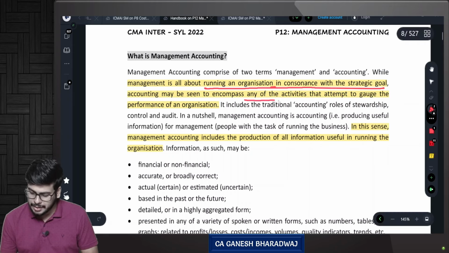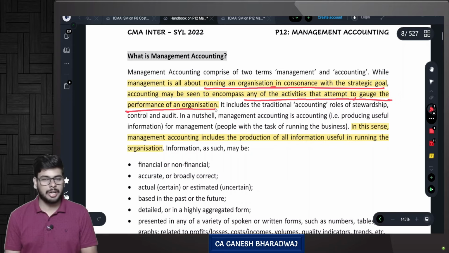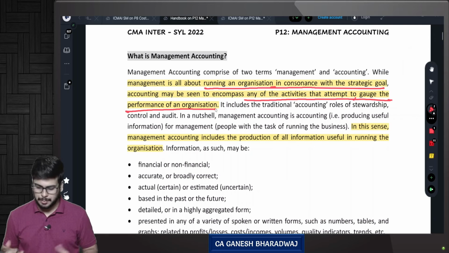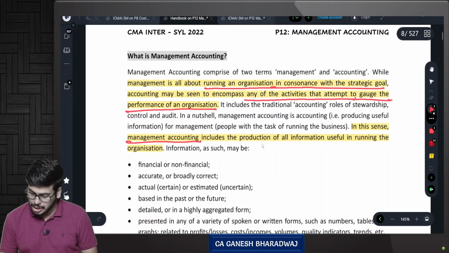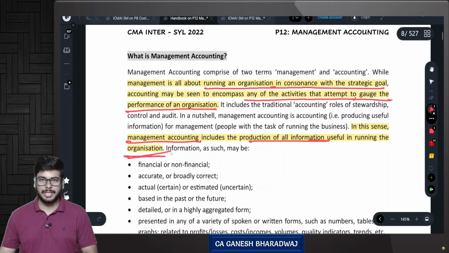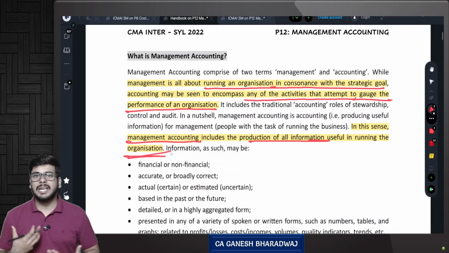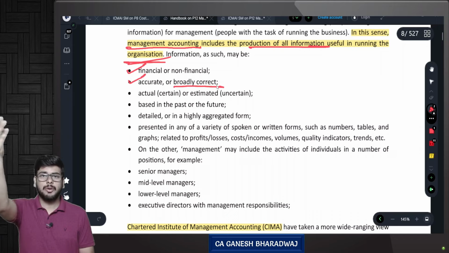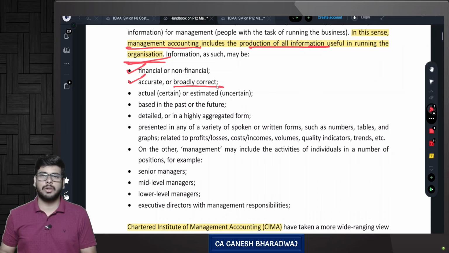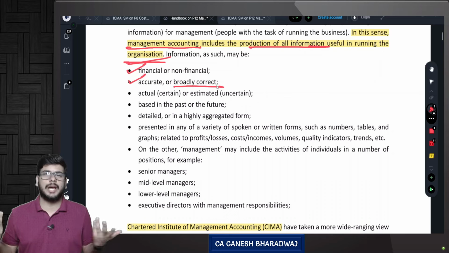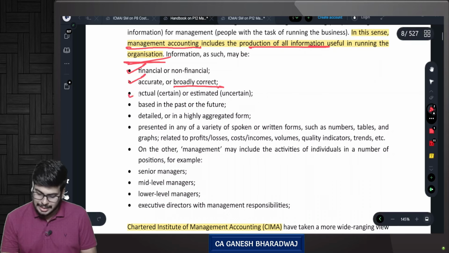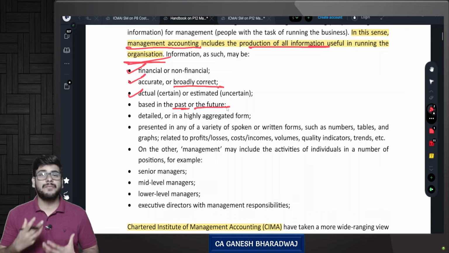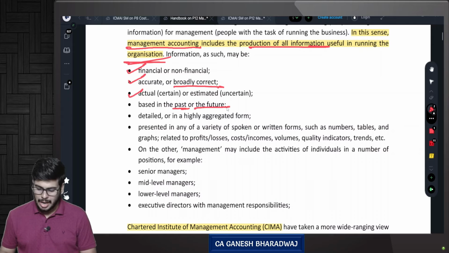Accounting may seem to encompass any of the activities that attempt to gauge the performance of the organization. So gauge means what? Validate. So how good the company is performing. Correct? In this sense, management accounting includes production of all the information useful in running the organization. So any information presented in a manner useful for taking decisions is called management accounting. The information provided can be financial or non-financial, it can be accurate or broadly correct. Why broadly correct? You're talking about futuristic data. You cannot say accurately that next month demand will be exactly 1,000. It can be 990 or it can even be 1,050. I don't know. Broadly correct. It's a calculated guess. Correct? Then actual or estimated, based on past or future. So they have given all these things about the nature of information used in management accounting. Are you clear with this? So they have just mentioned here.